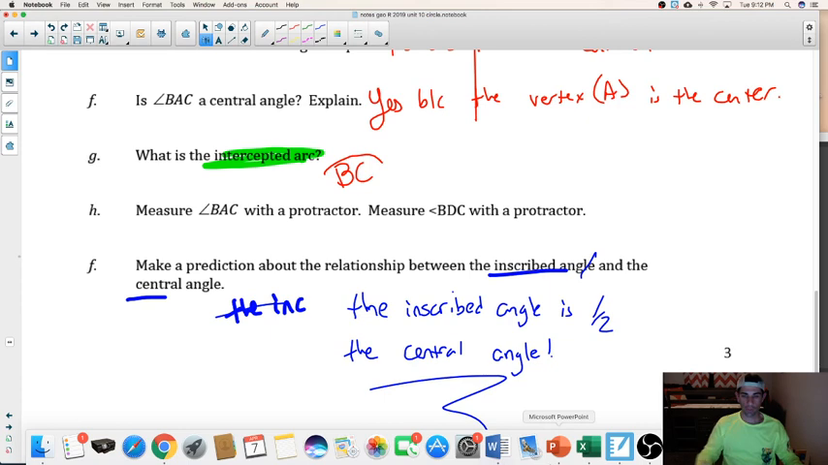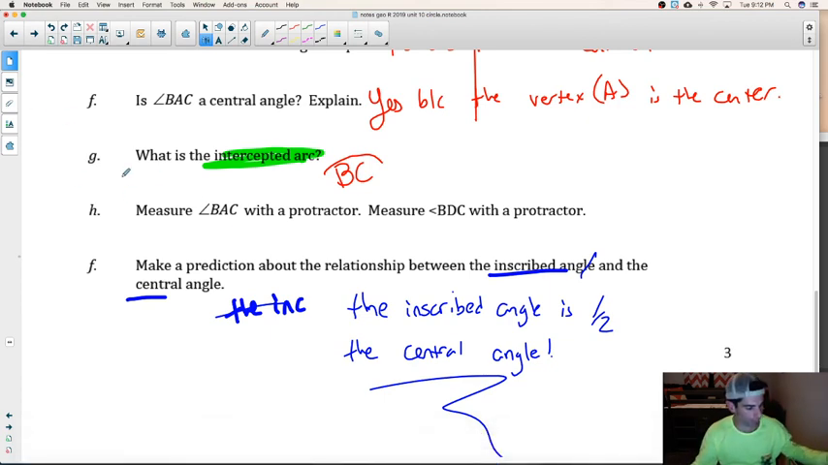There you go. So there's practice for you on some really key and important geometry terms.